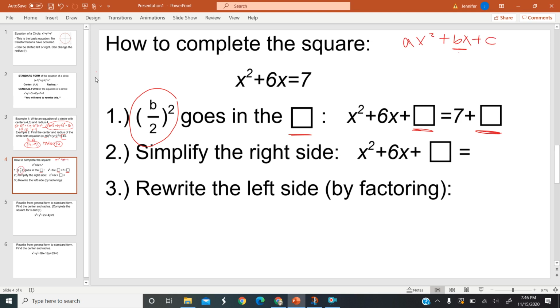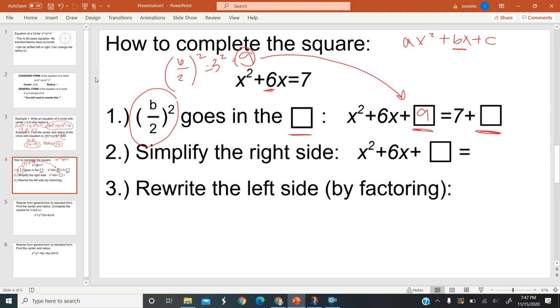So b is just going to be that number in front of your x. So in our blank, we're going to do 6 divided by 2 squared. And you're going to want to actually evaluate what that is. So in our blank, we need 6 divided by 2 squared, which 6 divided by 2 is 3, and then we need to square that, so it's going to be 9. So this 9 is what's going in our blank. So I would have x squared plus 6x plus 9.